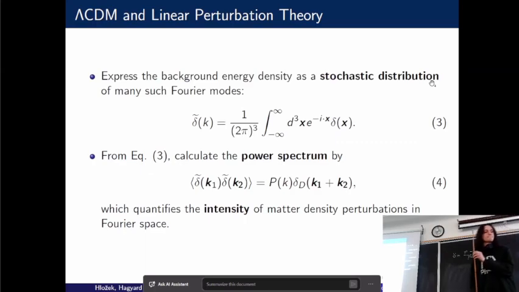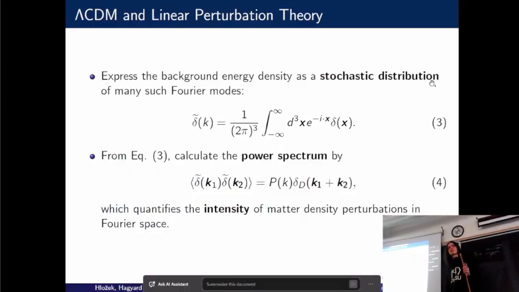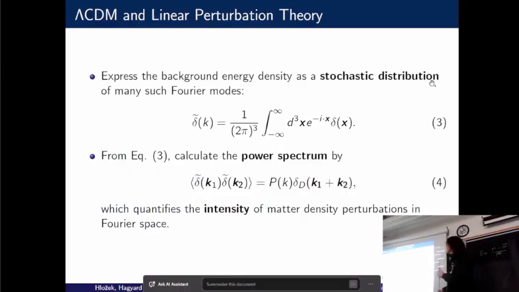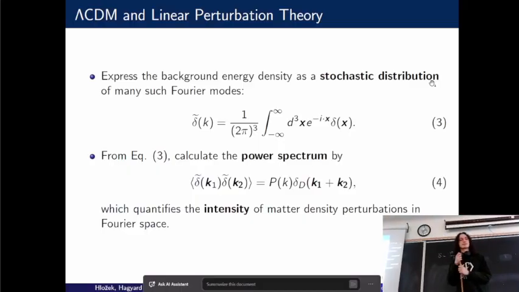So, this term is the power spectrum in Fourier space, or K space. This is the Dirac delta function, which I'm not sure if any of you have seen. Are you familiar with that? Anyway, essentially, it's a convenient way of expressing distributions that are Gaussian in nature. And a Gaussian distribution, I'm sure you have heard of the bell curve. It's a way of expressing the intensity of these matter density perturbations.